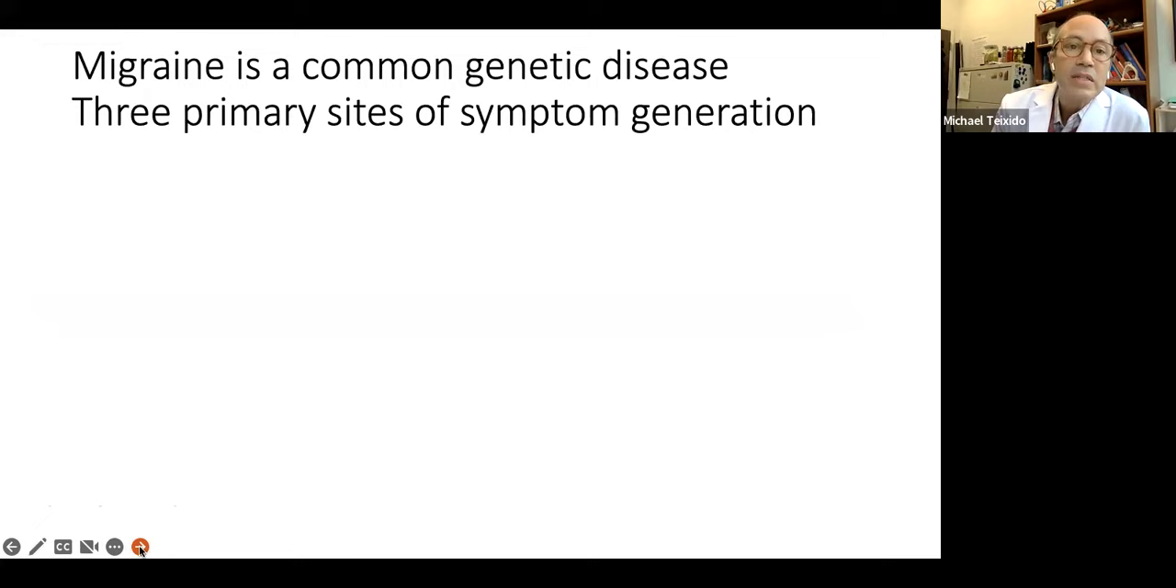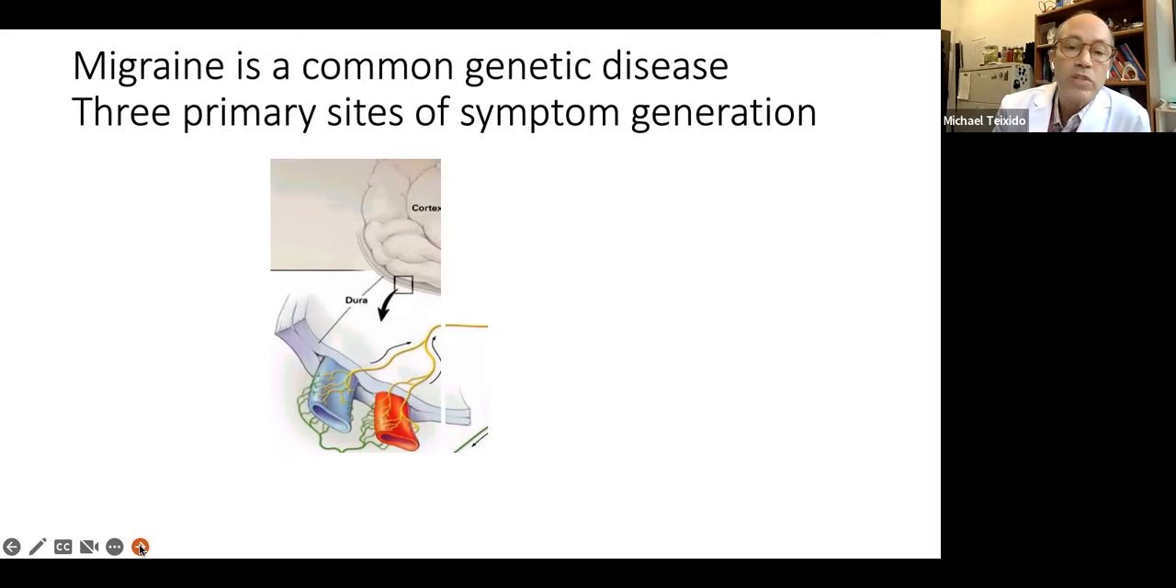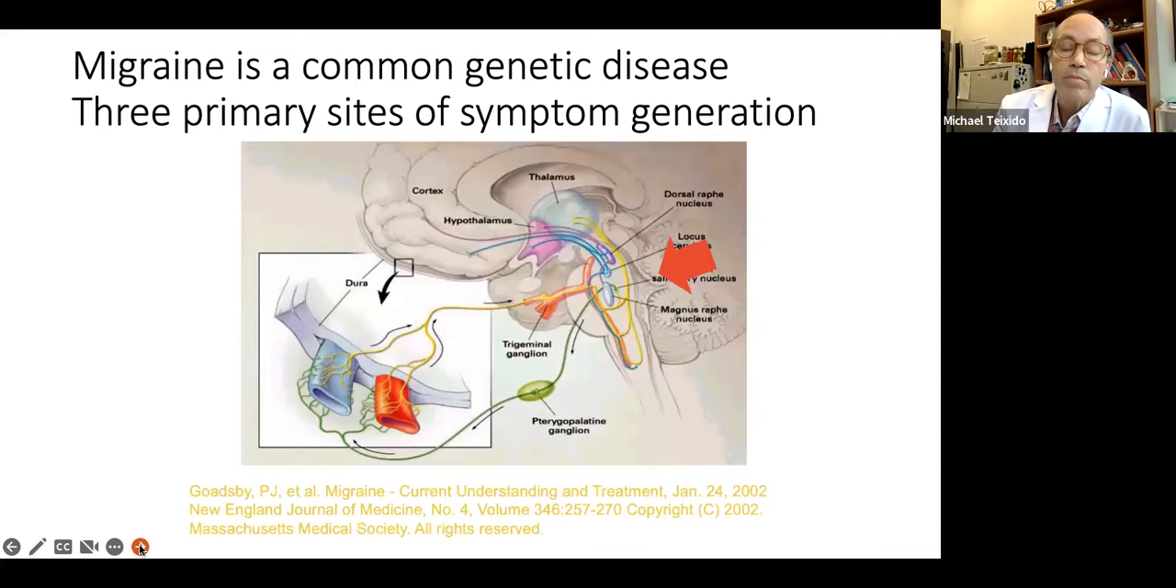We all know that, but let's talk a little bit more in detail about migraine, which is a very common genetic disease, and there are three primary sites of symptom generation. When we think about migraine, what I was taught in medical school was that this is a problem of the blood vessels in the central nervous system. Even if you're not taught that, it is the most sticky idea, because we always think about it as constriction and dilation of these vessels. But we know now that a lot of symptoms come from the cortex of the brain, and still other symptoms come from other deep brain centers.